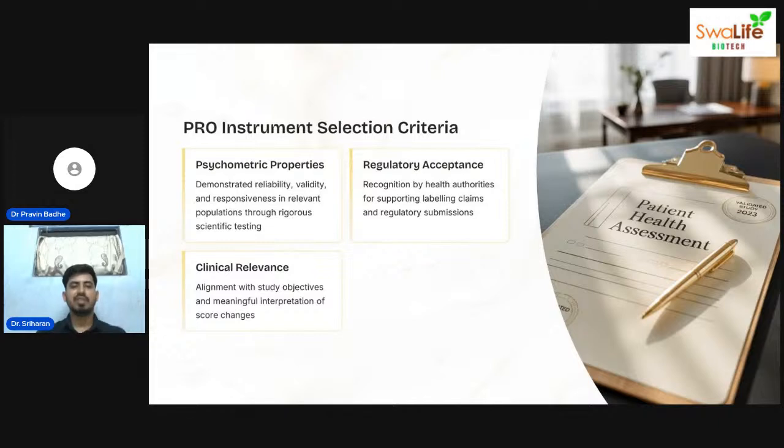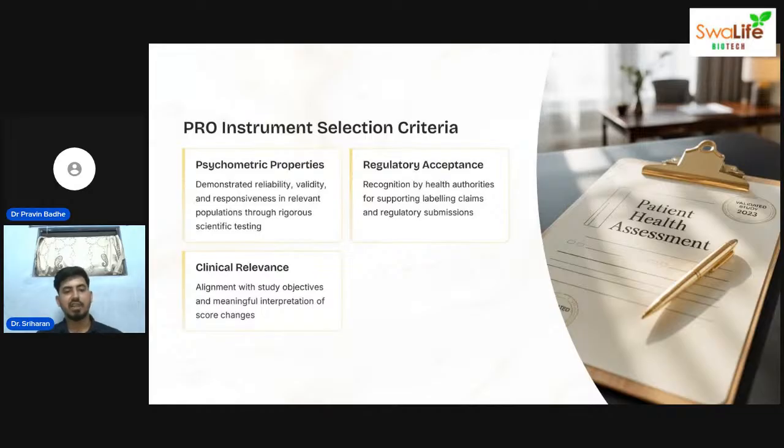PRO instrument selection criteria. First, the psychometric property. It should have reliability and validity and be responsive to our relevant clinical research, so that we choose our PRO instruments in a clinically relevant manner. Our instrument should previously have a high success rate. If you choose an instrument, it should have more successes than failures. It is also helpful for your study to produce its outcome results. So choosing the right psychometric property is very important.